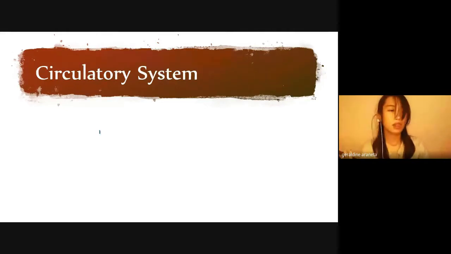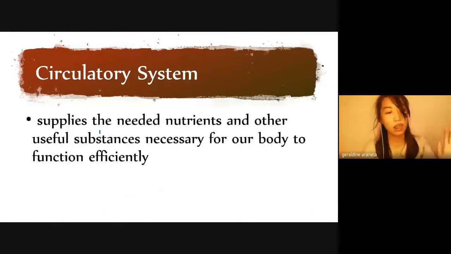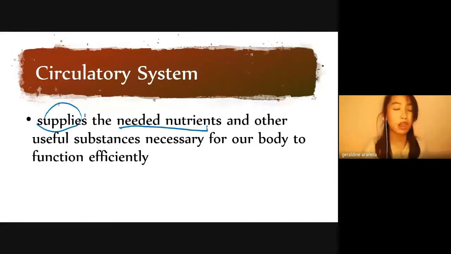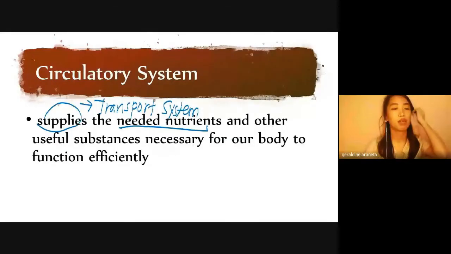Okay. The circulatory system supplies the needed nutrients and other useful substances necessary for our body to function efficiently. So, ang ginagawa niya is nagsusupply siya ng needed nutrients sa iba't ibang parts ng body natin, especially in the cells. So, this circulatory system is also known as the transport system of the body. When you say transport system of the body, sila yung nagdadala ng nutrients sa body natin.